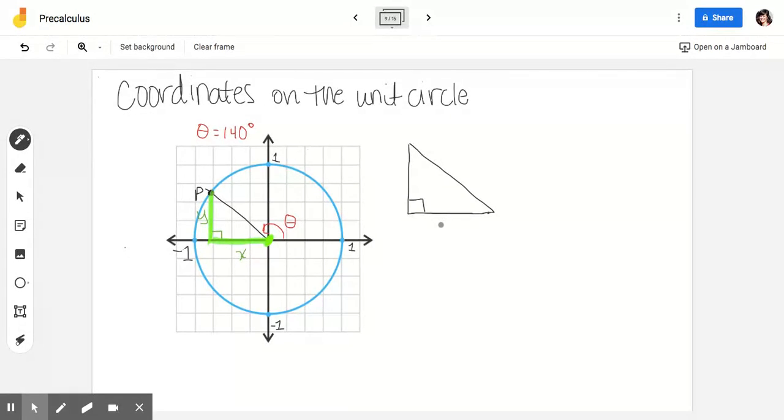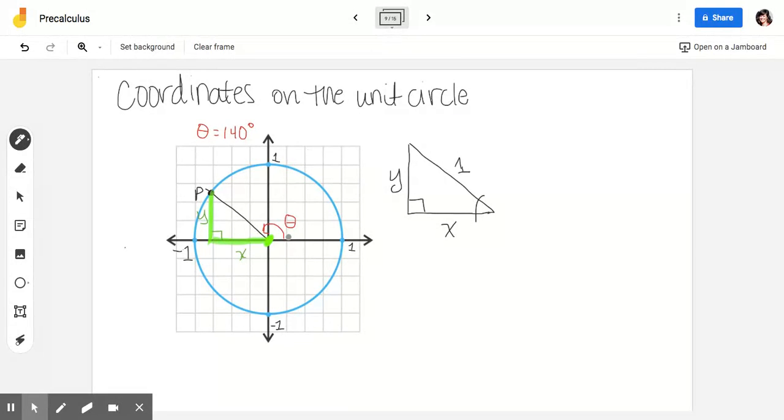The base of this triangle is X because that's how far over we go. The height of this triangle is Y because that's how far up we go. The hypotenuse of this triangle is the same as the radius of this circle. So the hypotenuse of the triangle is 1. The last thing to do is determine the measure of the angle right here.